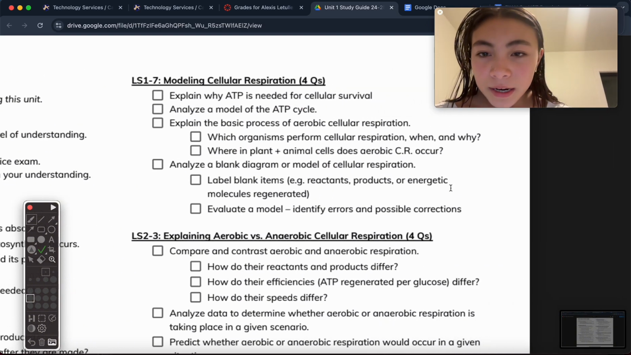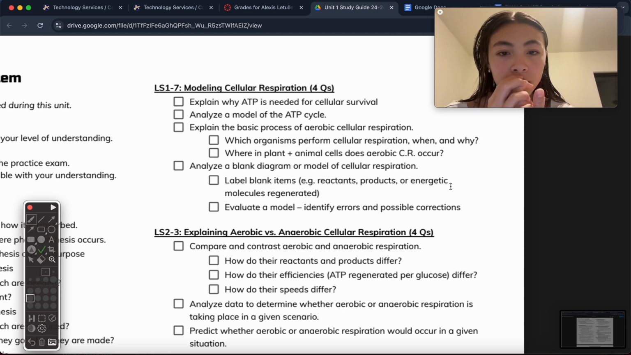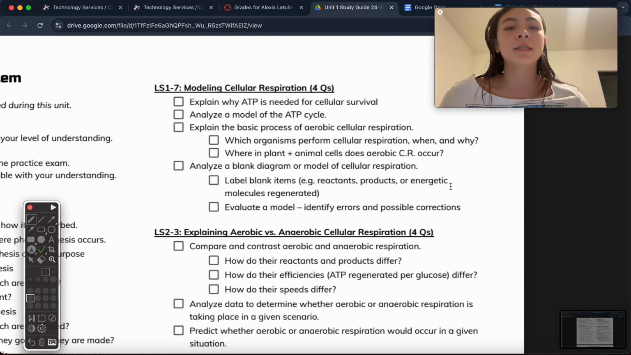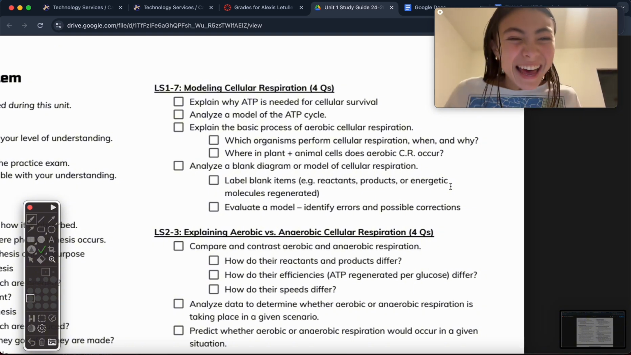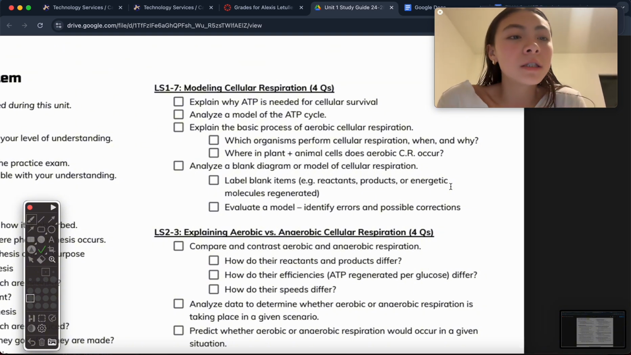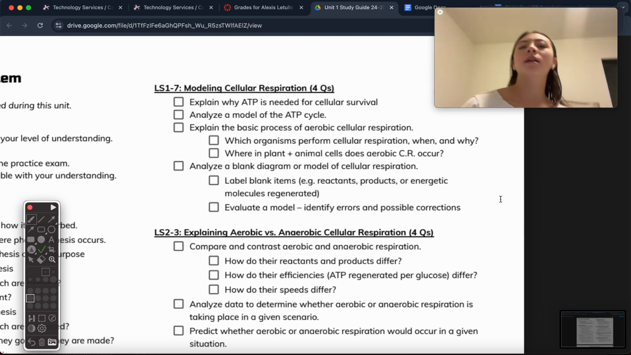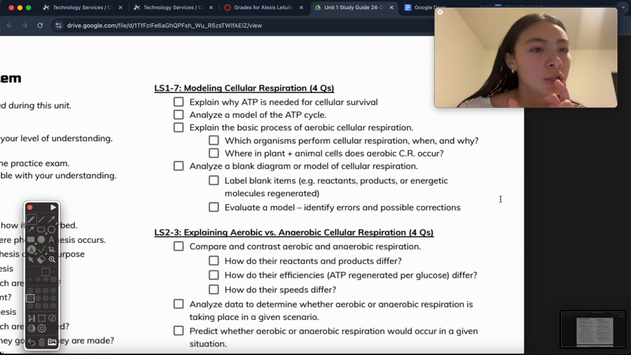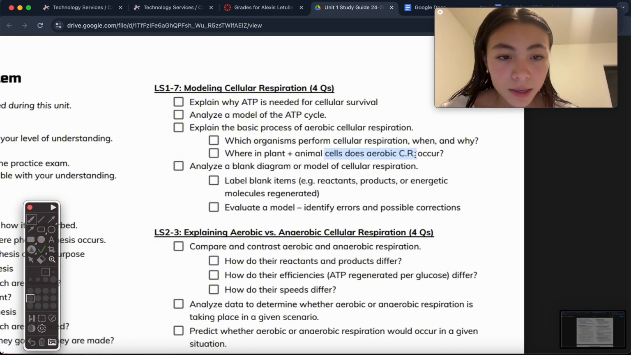Okay, analyze a model of... we just did that. Explain the basic process. Organisms. So all living things do cellular respiration, at least aerobic cellular respiration. It's something that we actually share in common with plants. But again, it's literally how we get the energy to move our bodies. And it happens in the mitochondria of everything. It happens in the mitochondria of plants and our mitochondria.